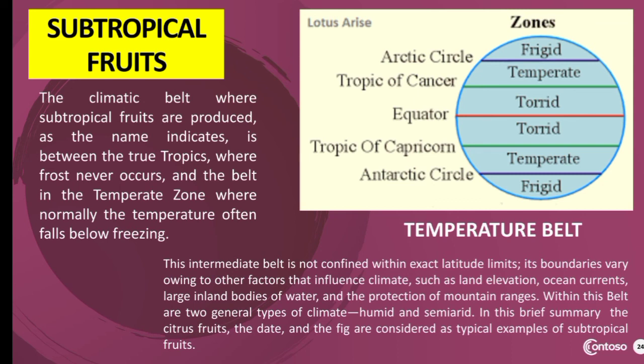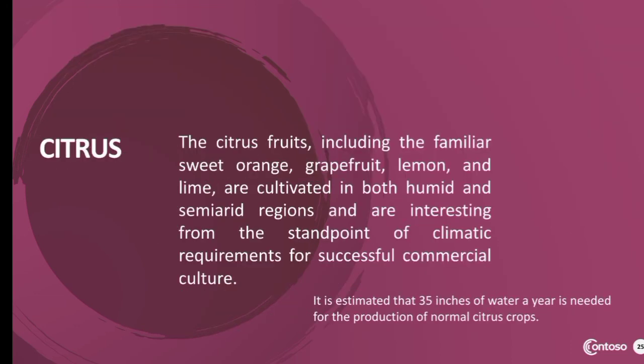Within this belt are two general types of climate. We have humid and semi-arid. In this brief summary, the citrus fruits, the dates, and the figs are considered as typical examples of subtropical fruits. The citrus fruits, including the familiar sweet orange, the grapefruit, the lemon, and the lime, are cultivated in both humid and semi-arid regions and are interesting from the standpoint of climatic requirements for successful commercial culture.